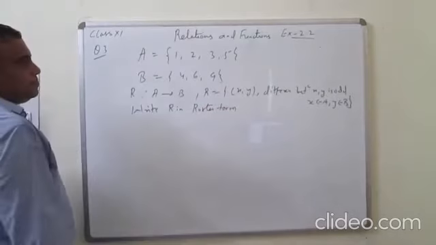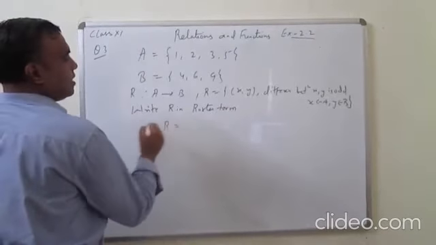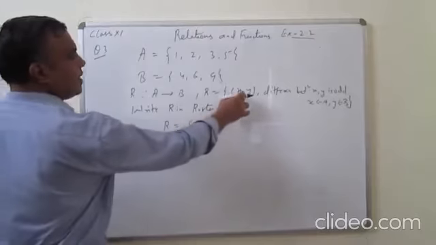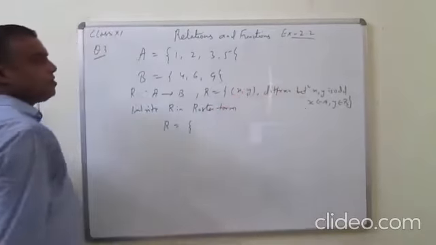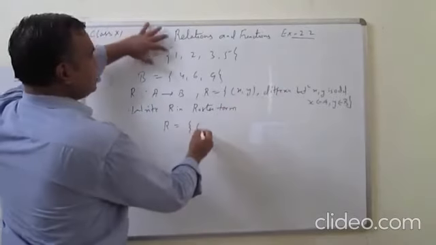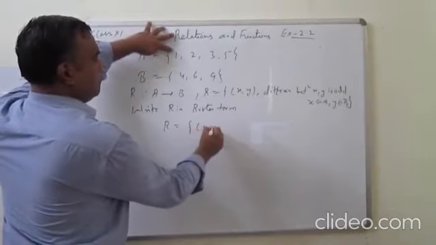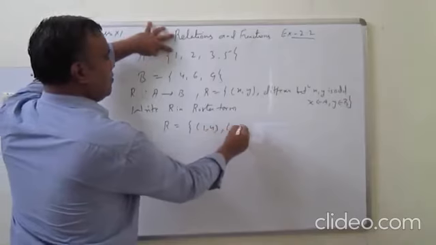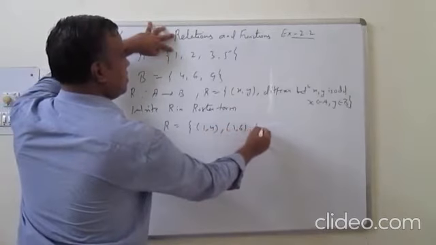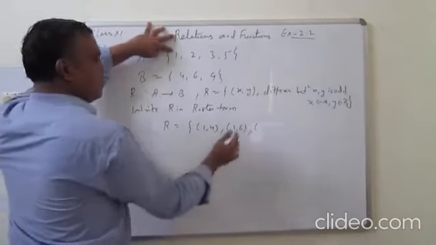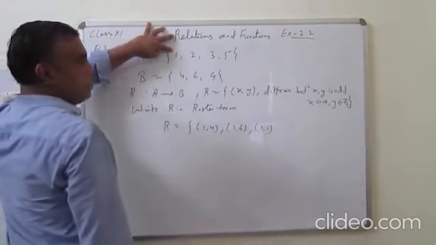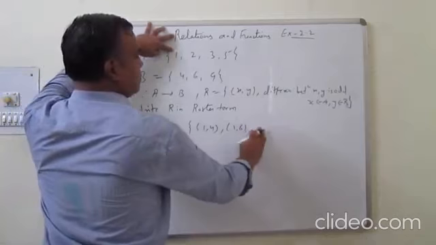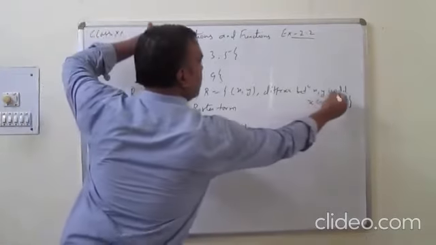See here, R is ordered pair x, y. The difference between x, y should be odd. Sign does not matter. So first I will take 1. 1 comma 4 is odd. 1 comma 6 is odd. 1 comma 9 is not odd. And 1 comma 1 will also be there. 1 comma 1 is not odd. Only odd you have to write.